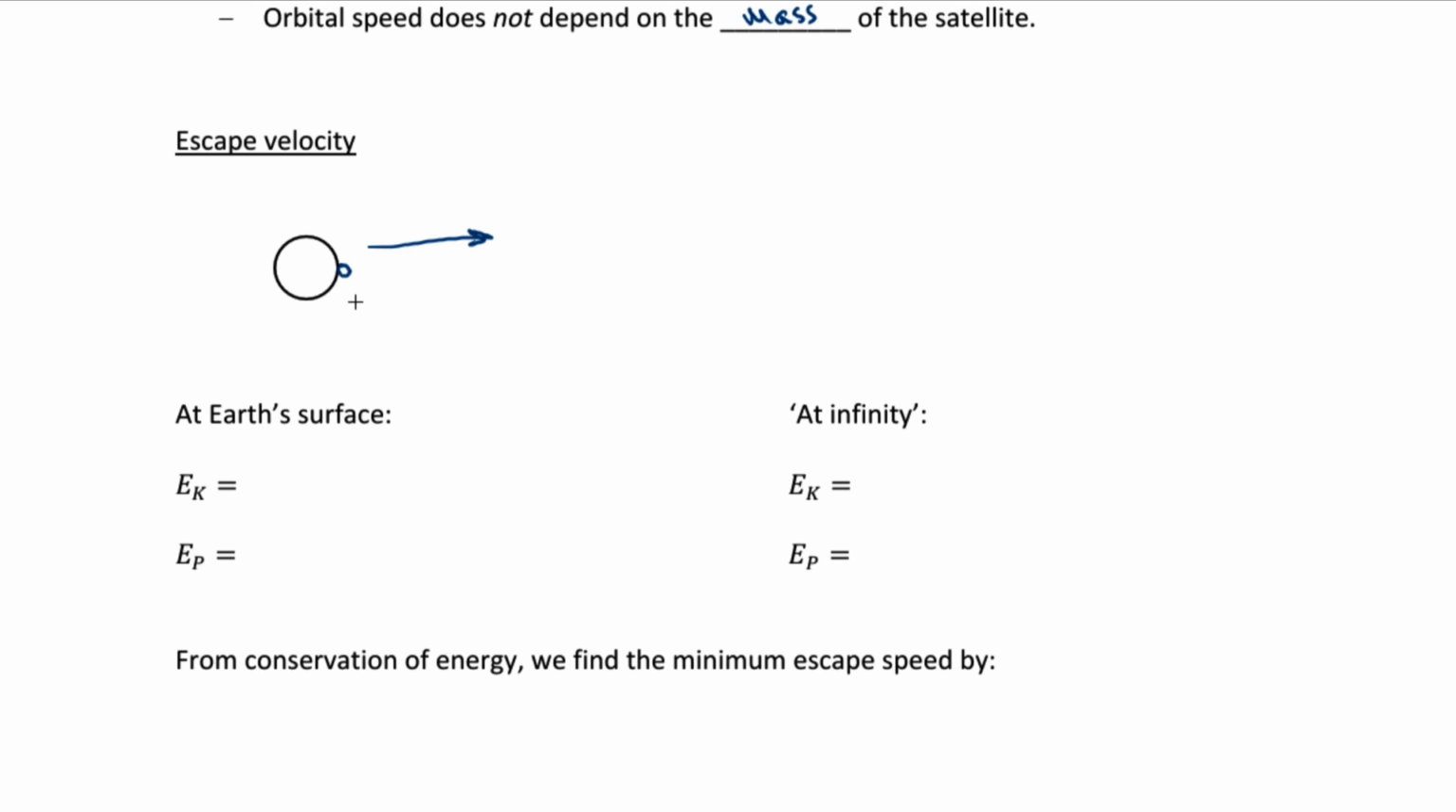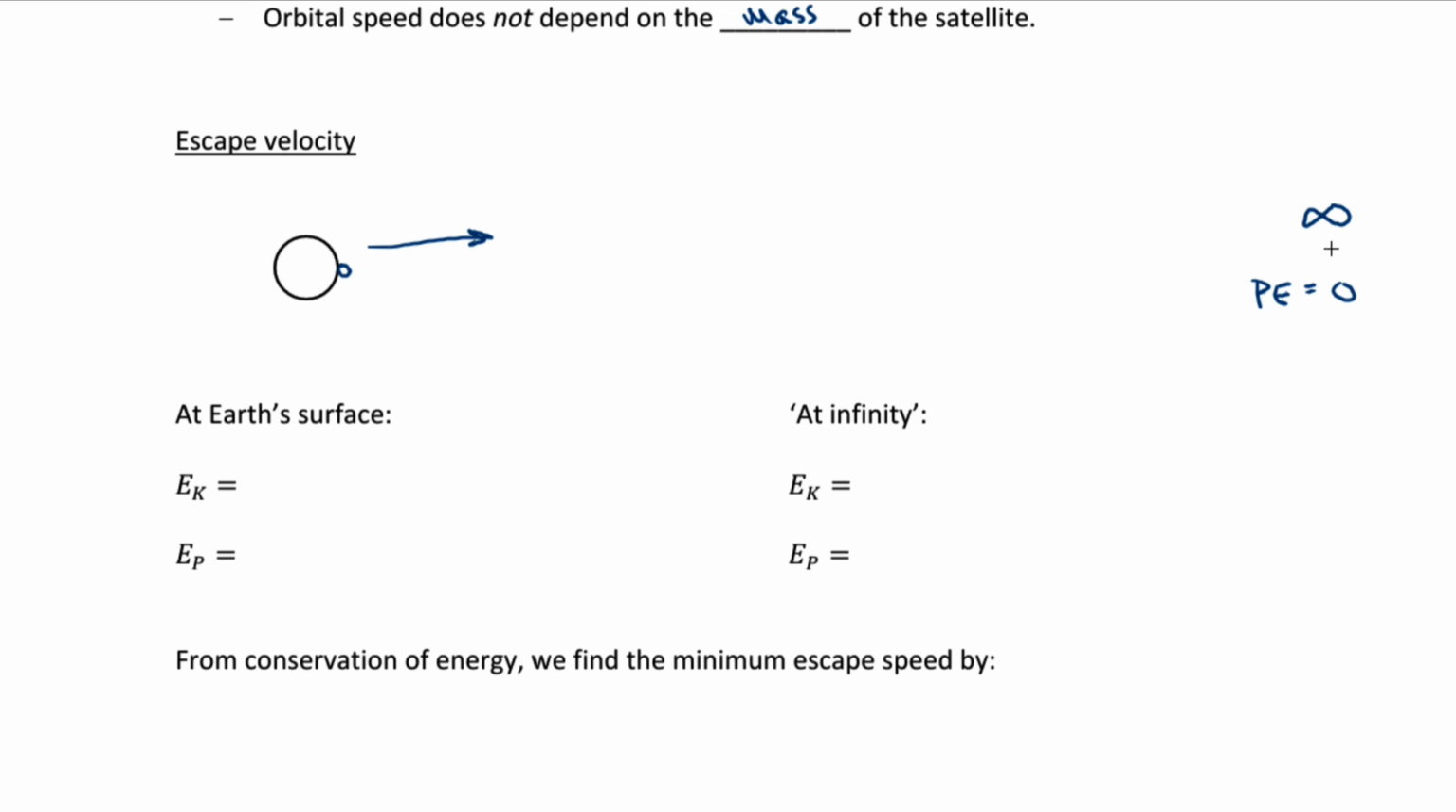And we want to find the minimum speed that we need to throw it so that it keeps going and never comes back. To keep going and never come back in this situation, it would need to get to a point where it is no longer feeling any gravitational attraction. In other words, it is infinitely far away from this planet, otherwise this planet would pull it back. So by definition, at infinity, the potential energy is zero. That's where we've set our zero for potential energy. And because we want the minimum speed, we effectively want it to coast to a stop at infinity.